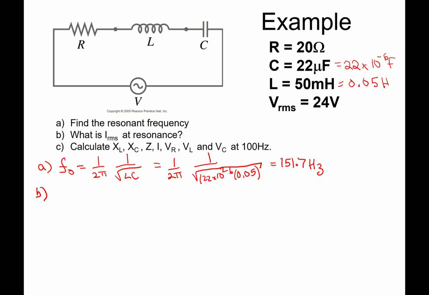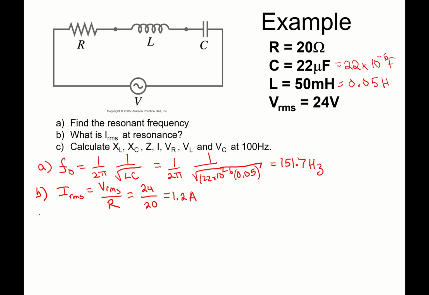Part B asks me what is the maximum current. Well, at resonance, IRMS is just VRMS over R. So that's going to be 24 over my R, which is 20. 24 over 20 is going to be 1.2 amps.